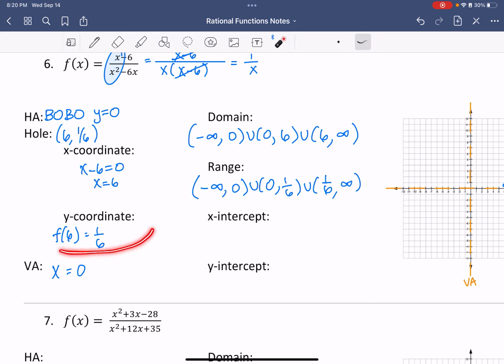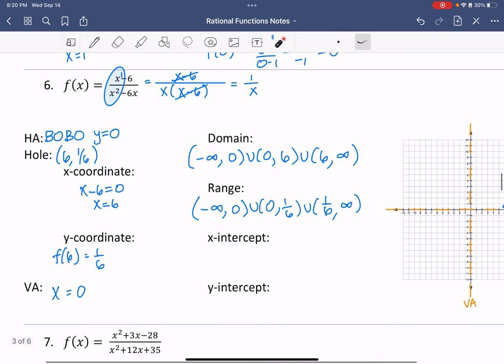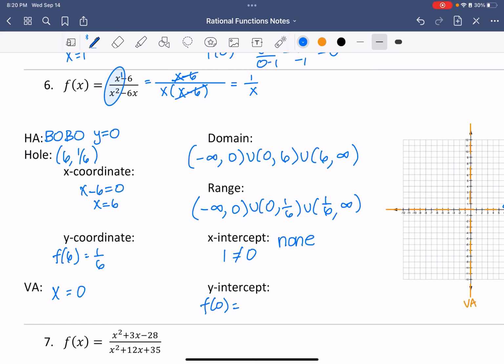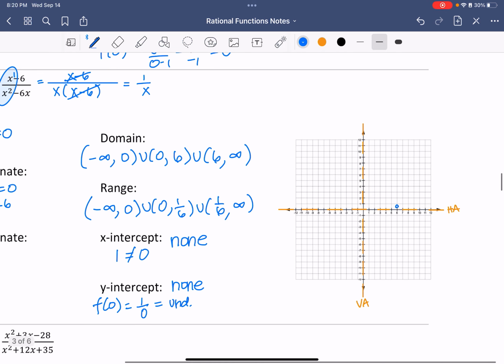Okay, so again, all y values except these two. Everything except 0 and 1/6. For the x-intercept, you grab the numerator and set it equal to 0. 1 never equals 0, so there is no x-intercept. The y-intercept, you replace every x with 0. So 1 over 0, you can't divide by 0, so that's undefined. If that happens to you and it's undefined, that means there is no y-intercept.